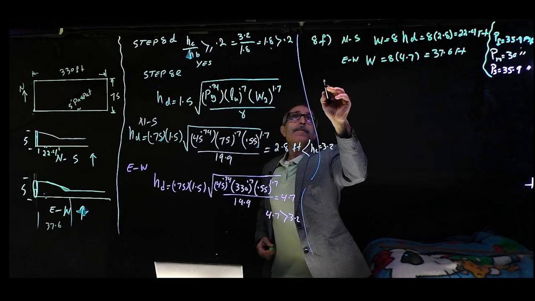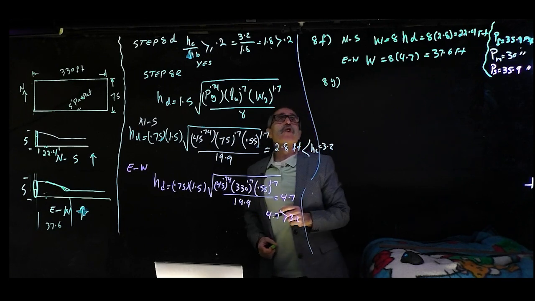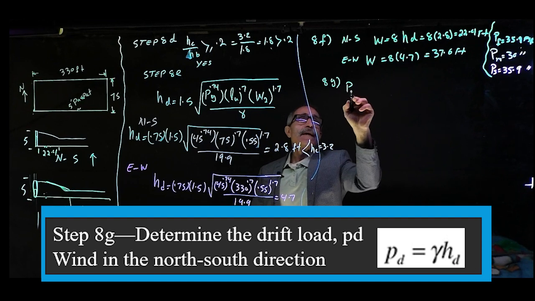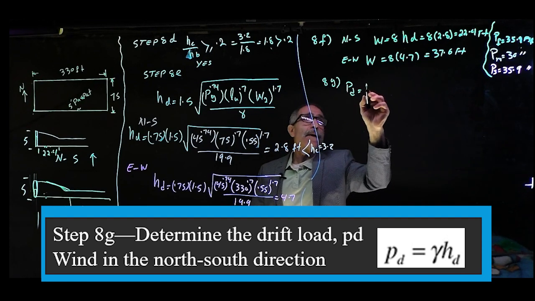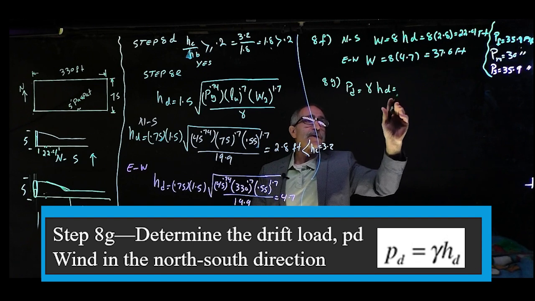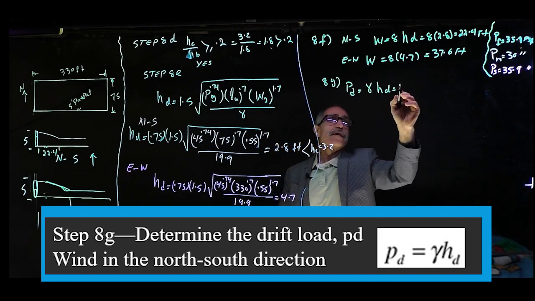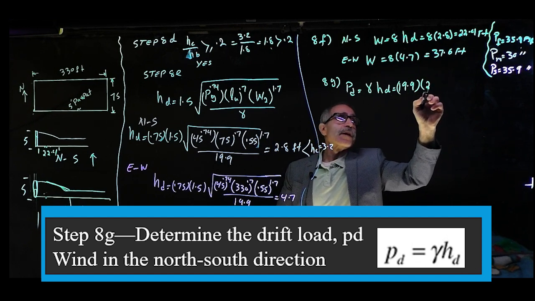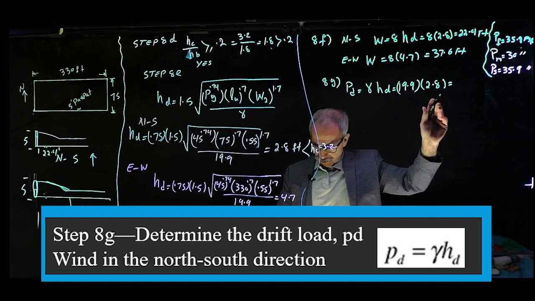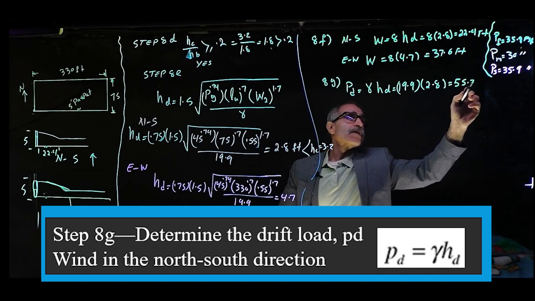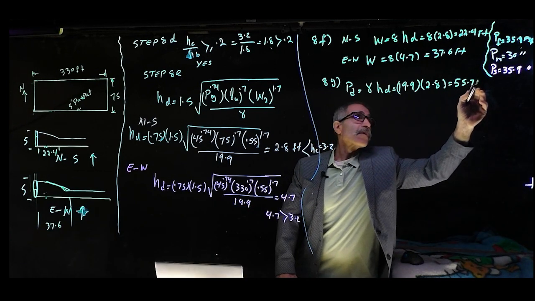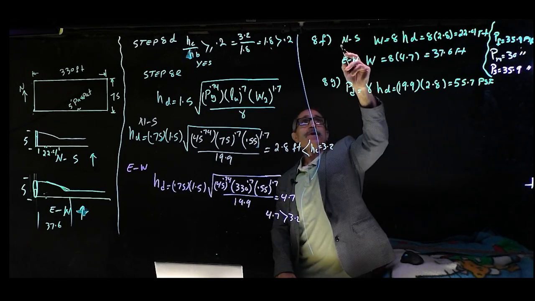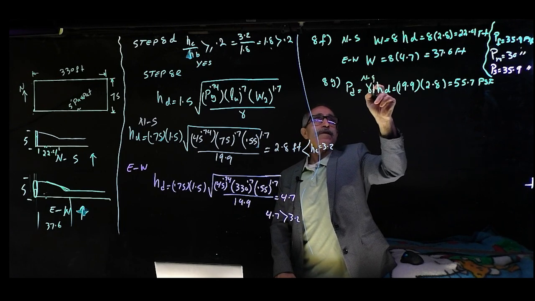Now we're going to go to step 8G. We're going to calculate the drift load. PD is equal to gamma times HD, which is equal, gamma was 19.9 multiplied by 2.8, and that will give us 55.7 PSF, pound per square foot, and this is for the north-south direction.